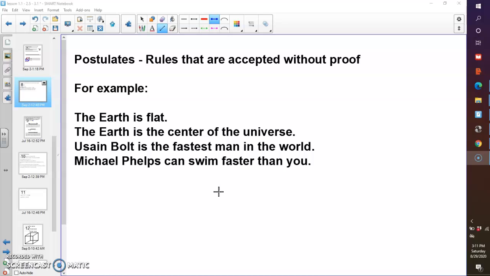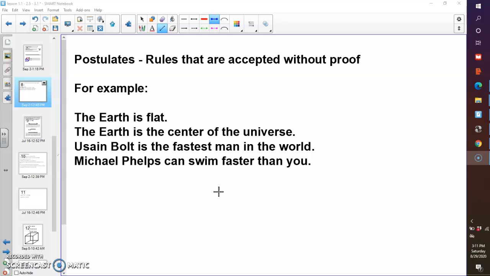We can't prove everything. So basically, what math has done is we've taken a few rules that we've never seen proven otherwise, and we accept them as truth. And that's what a postulate is. It's a rule that's accepted without proof.